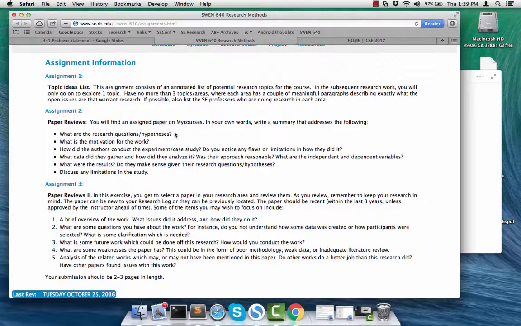Based upon the paper that you'll be reviewing, you'll answer some questions like: what are the research questions and hypotheses in the paper that you're reviewing? What is the motivation for the work? How did the authors conduct the experiment or case study? And did you notice any limitations or flaws in how they did their work?